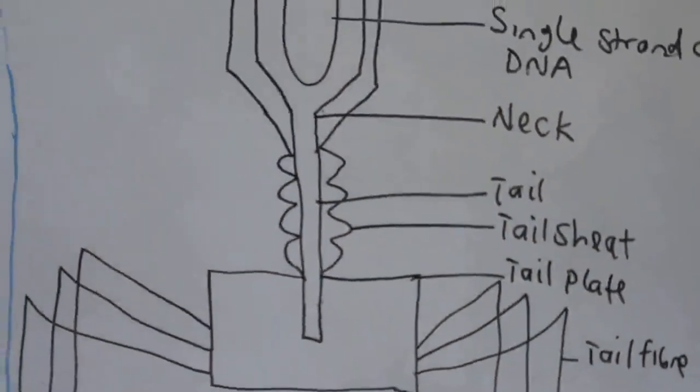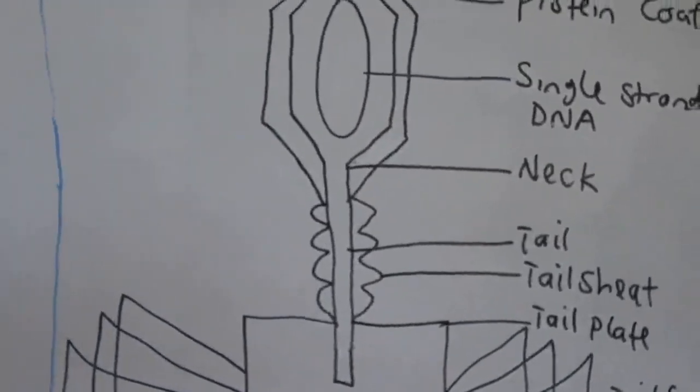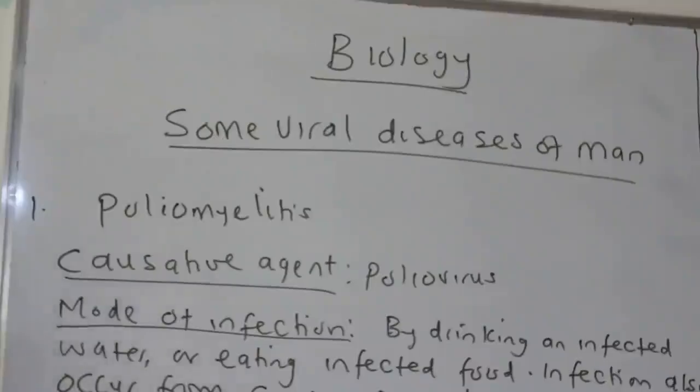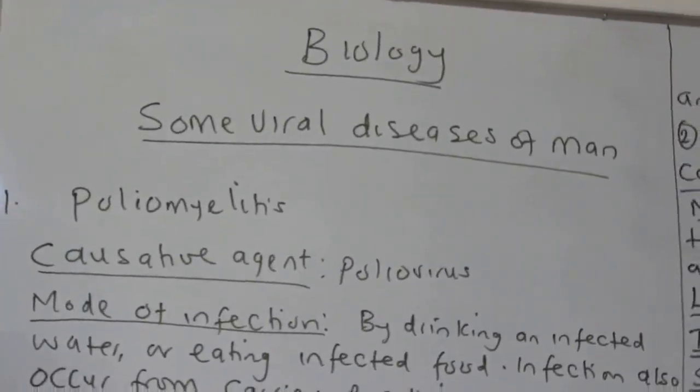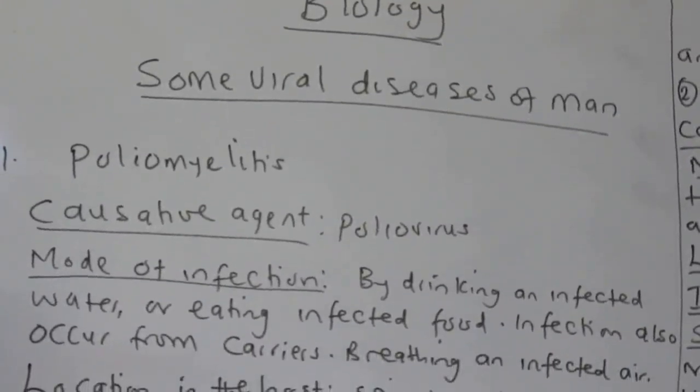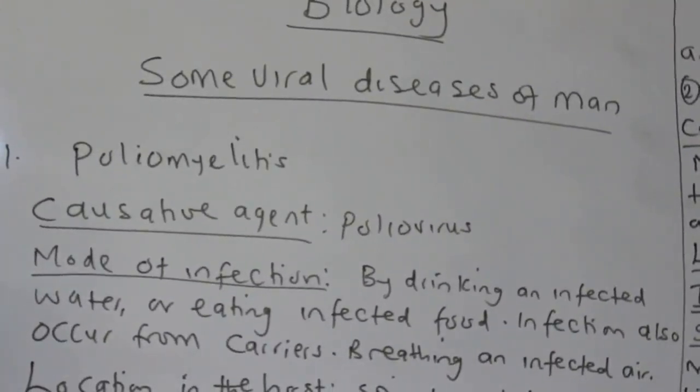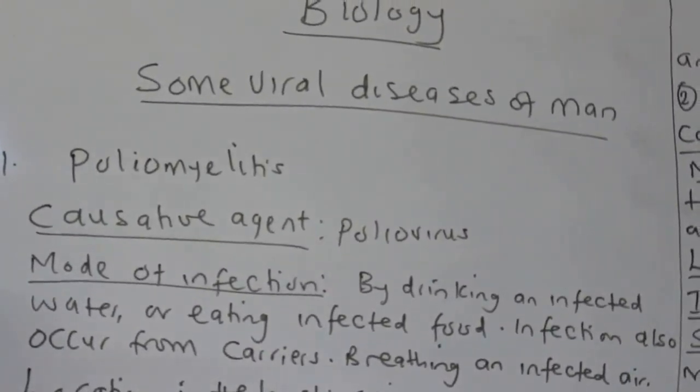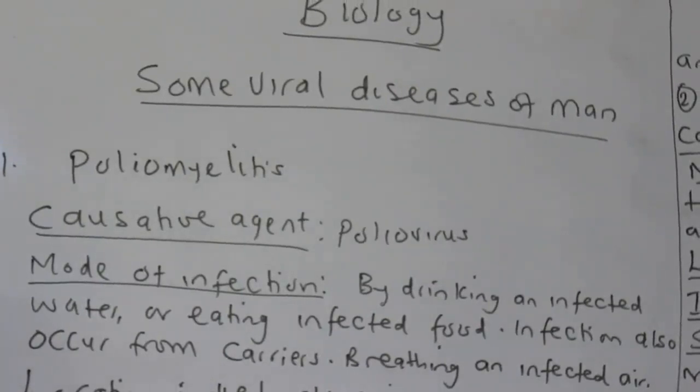And some diseases that are caused by the virus that affect man. And number one on the board is poliomyelitis. This poliomyelitis is basically a viral disease that mostly affects children. And under these diseases, we'll be looking at the organisms that cause the disease, and then the mode of infection, and then we'll look at other things like the incubation period and the symptoms.